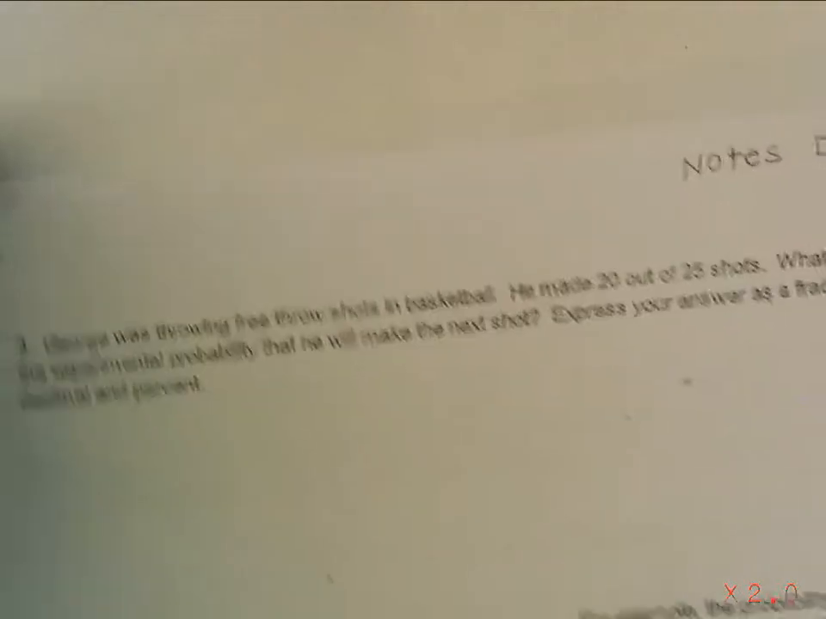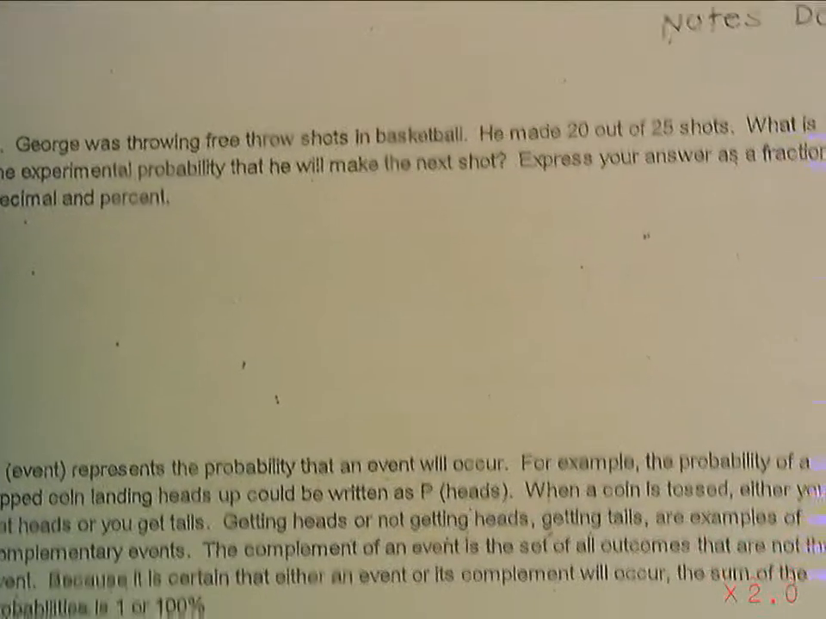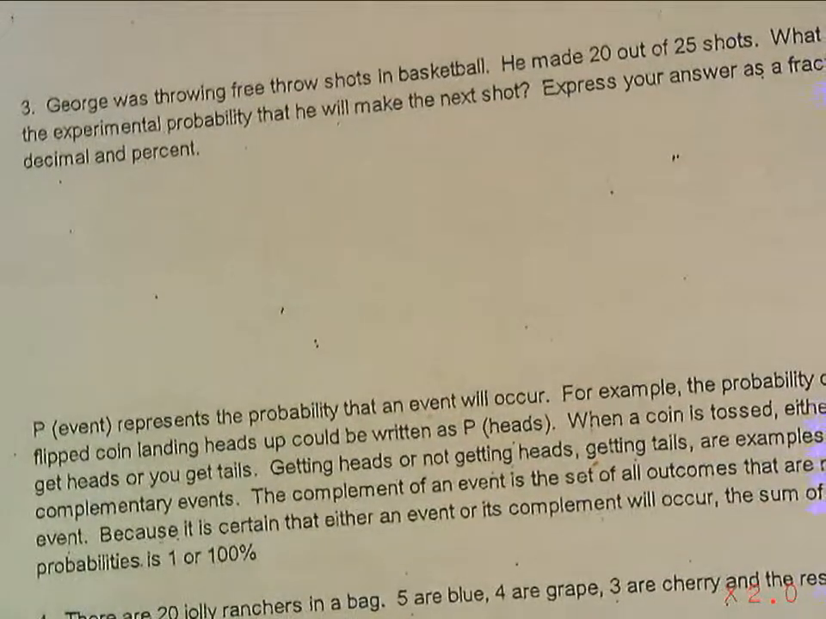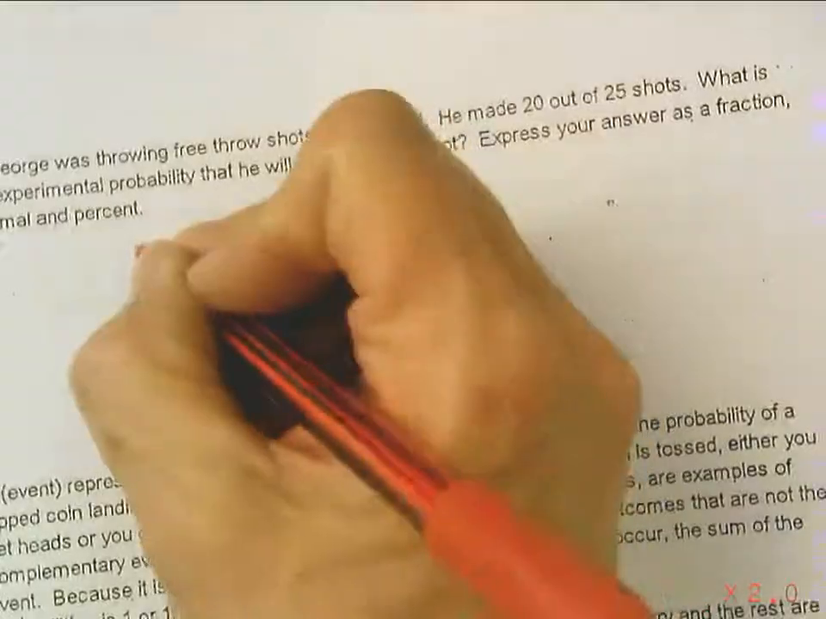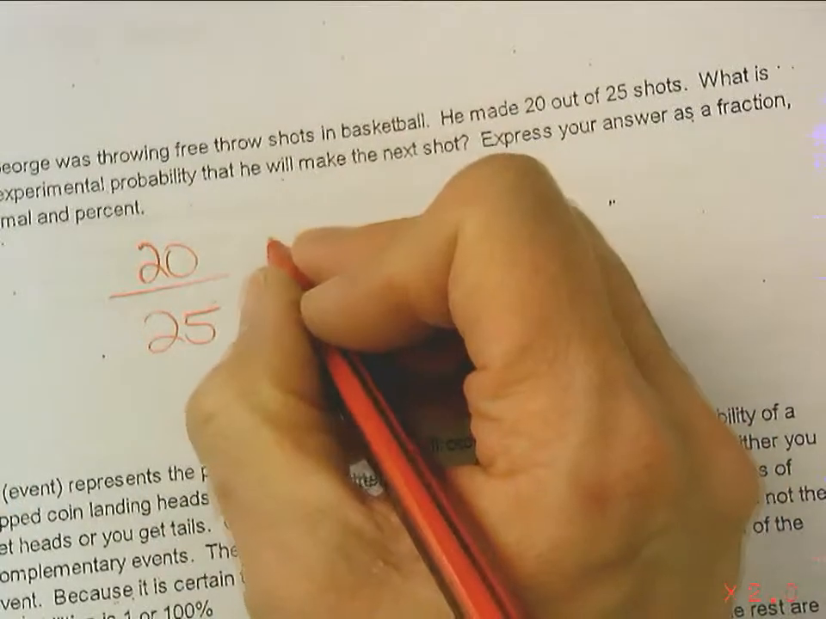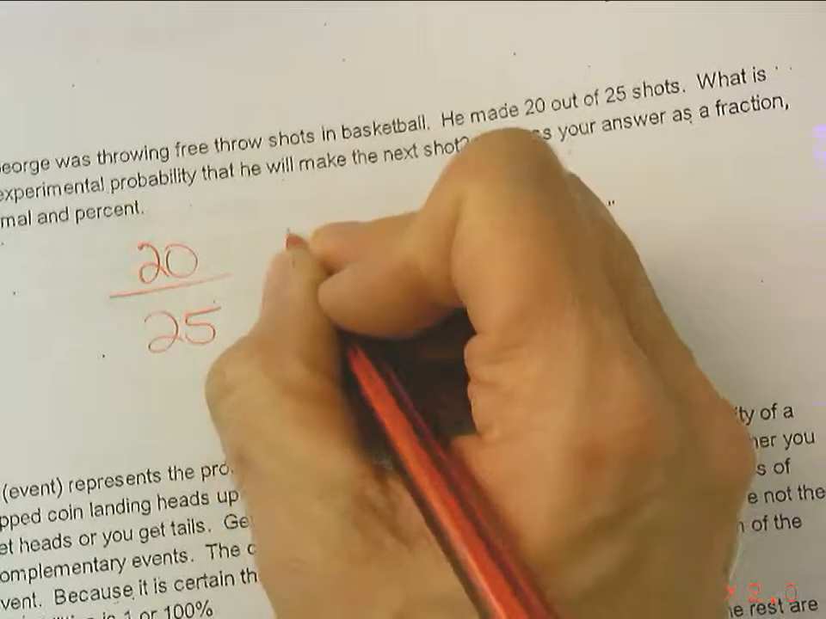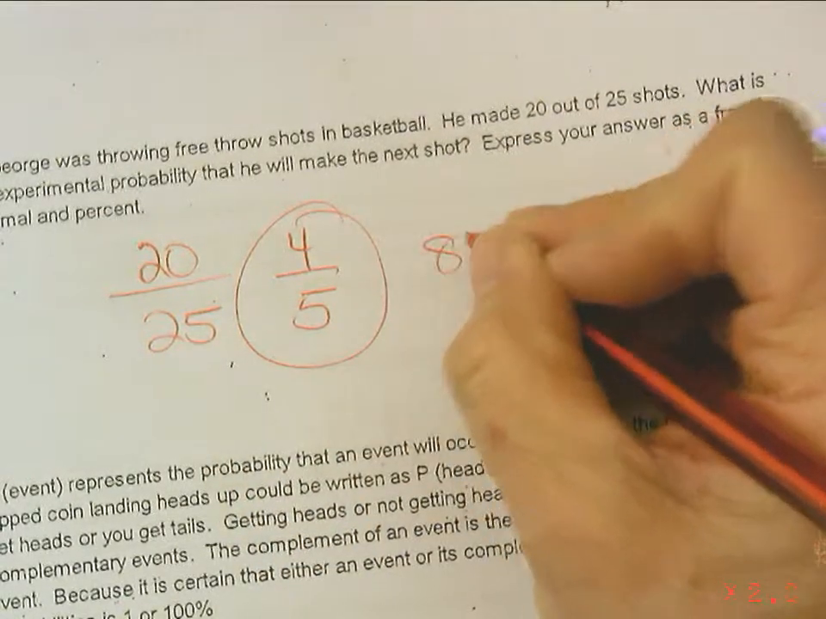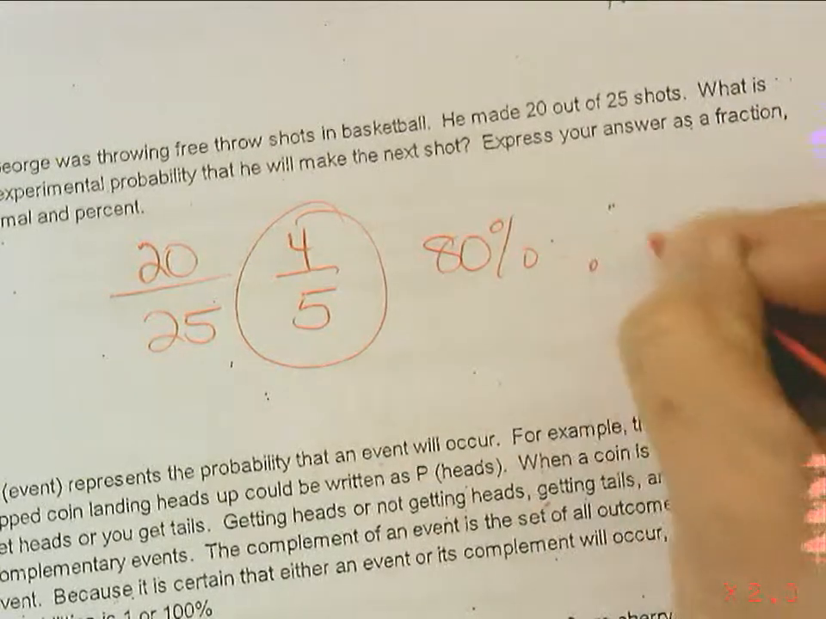Okay, if you're not done with the next one, just stop the video, but I'm going to go over the next one now. This says George was throwing free throw shots in basketball. He made 20 out of 25. What is the probability he'll make the next shot? So 20 out of 25 is 4/5. That's probability 80% or 0.8.